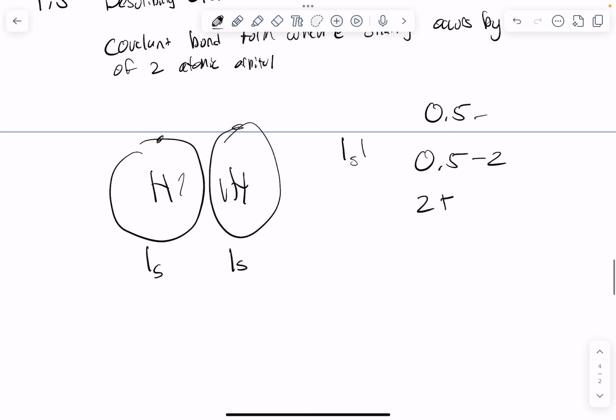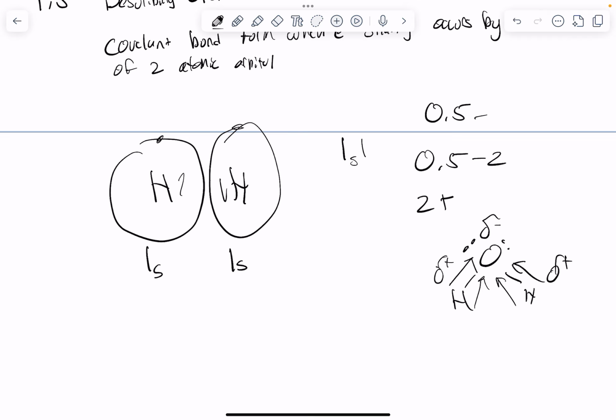So if we go back to water, this oxygen wants the electrons more than the hydrogens. So the oxygen takes on a slightly negative charge, and it's polar because it's pulling these hydrogens towards oxygen, okay?